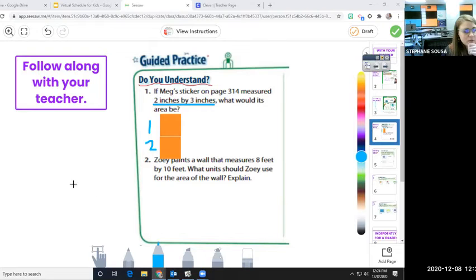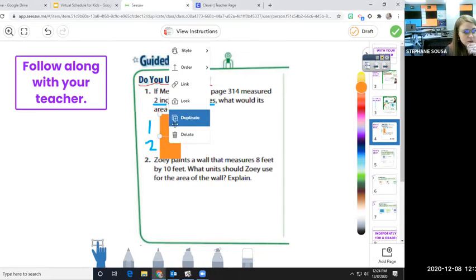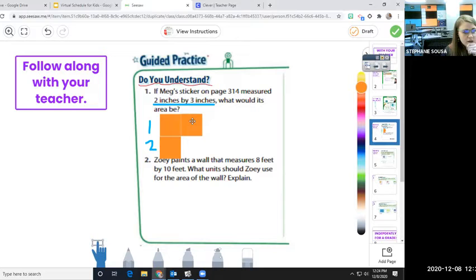Then it says by 3 inches. So I'm actually going to duplicate this square a couple more times. Duplicate. There's 1, 2, 3. So now it's 3 inches across, and I can label that. 1, 2, 3. So we have 2 inches by 3 inches.